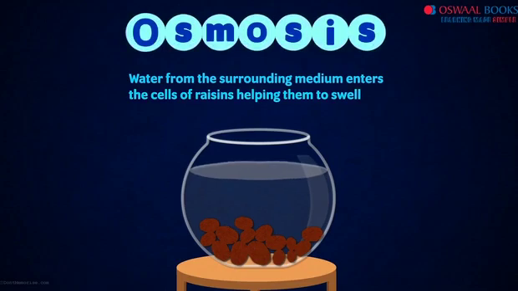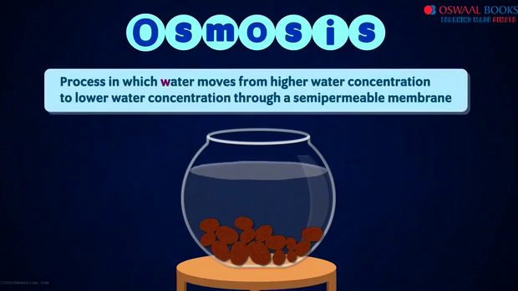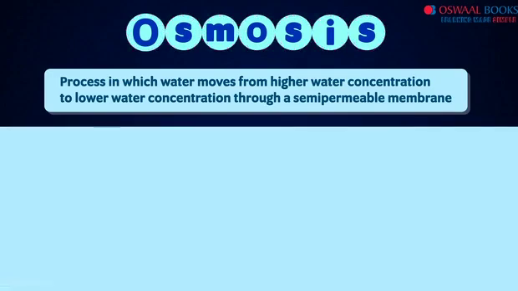Can we define osmosis once? It's simply defined as the process in which water moves from higher water concentration to lower water concentration through a semi-permeable membrane. An interesting thing to know about osmosis is that the movement of water is affected by the amount of a substance dissolved in it.